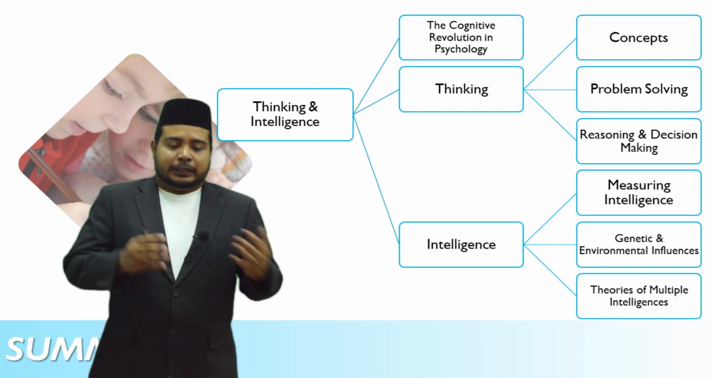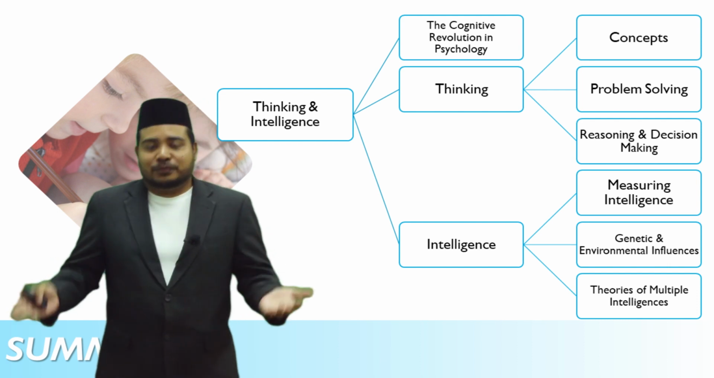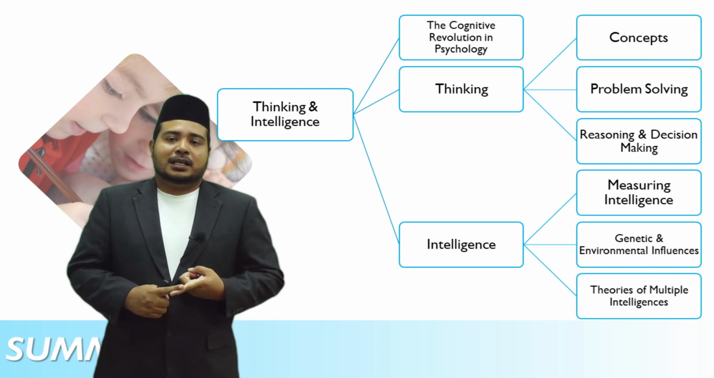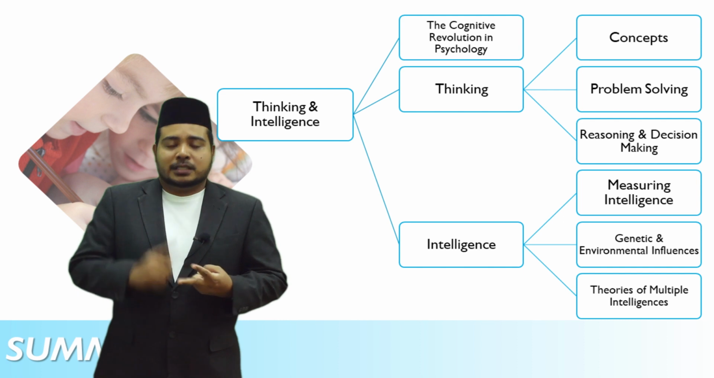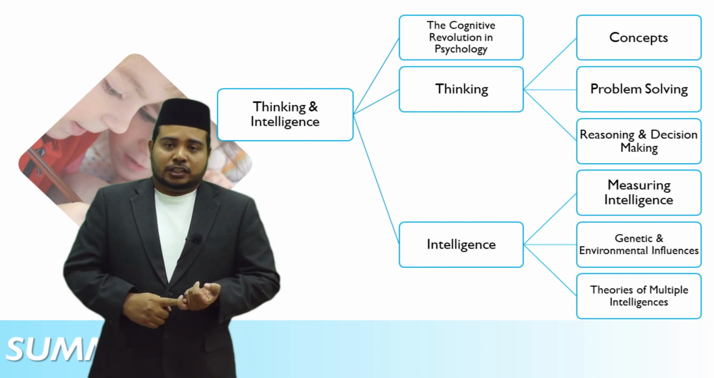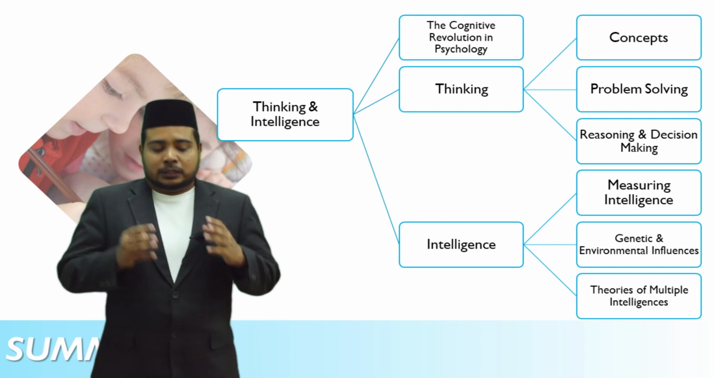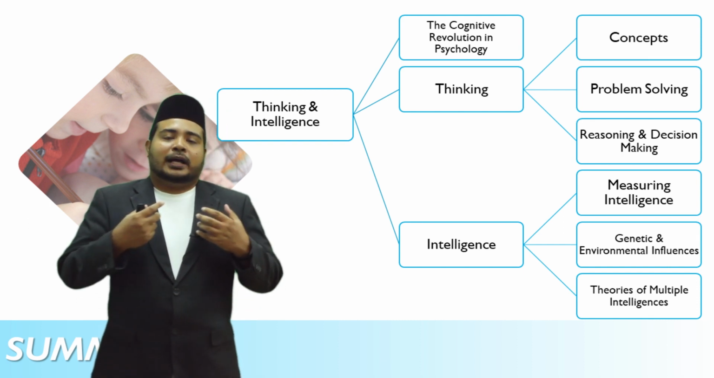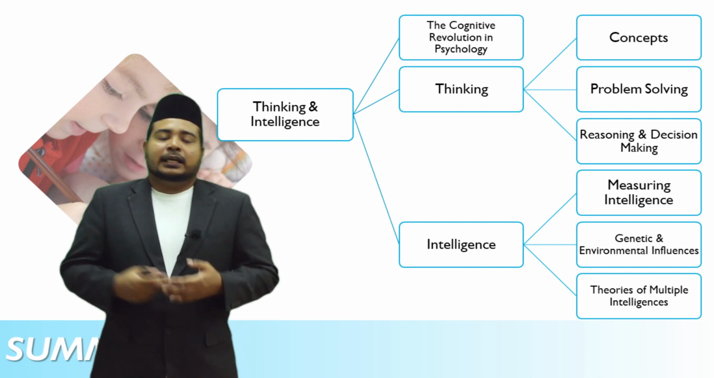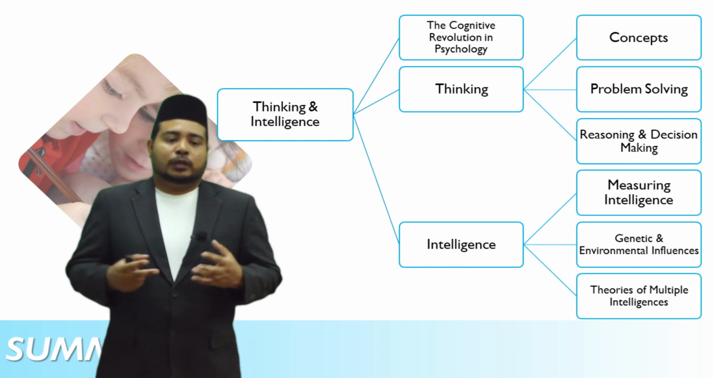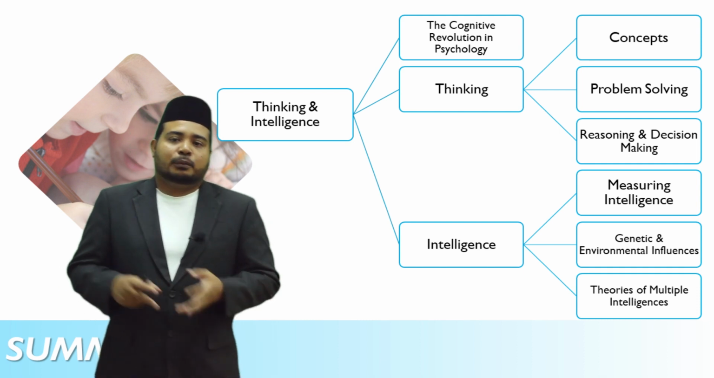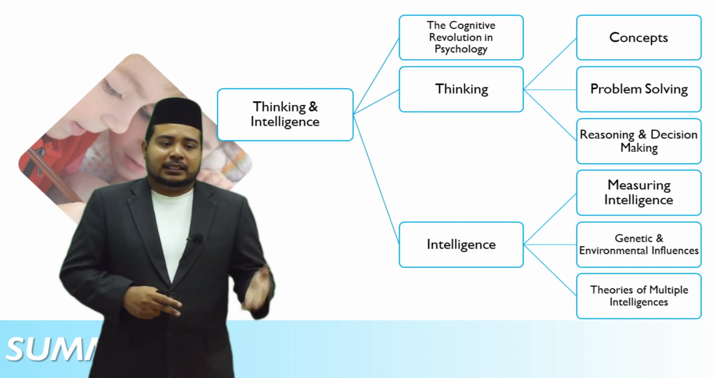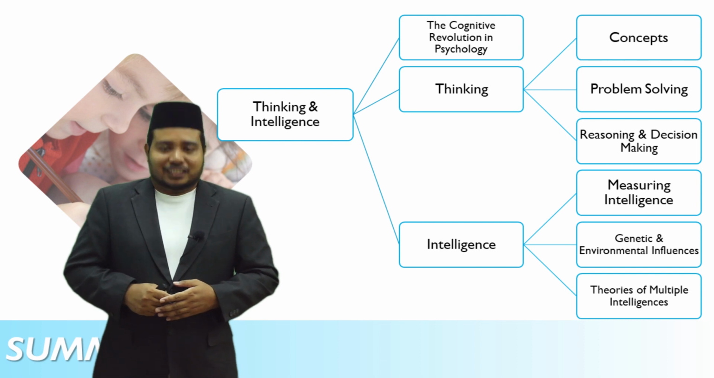So, in this video, there are many parts. We have talked about the cognitive revolution in psychology. We have talked about the concept of thinking, in which we discussed concepts, problem solving, reasoning and decision making. And just now, we completed discussing intelligence. We briefly discussed what intelligence is all about, the important criteria to measure intelligence, and the influences of factors that contribute to intelligence, such as genetics and environmental influences. We also talked about the special case of extreme intelligences. And lastly, we talked about theories of multiple intelligence.